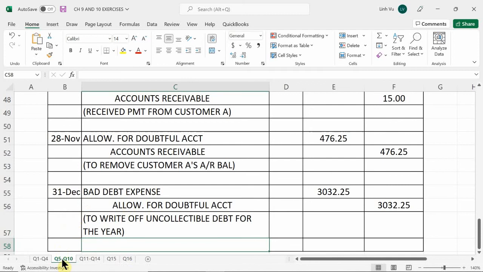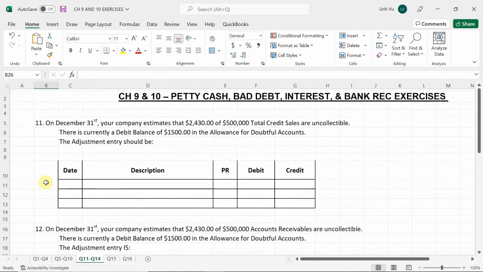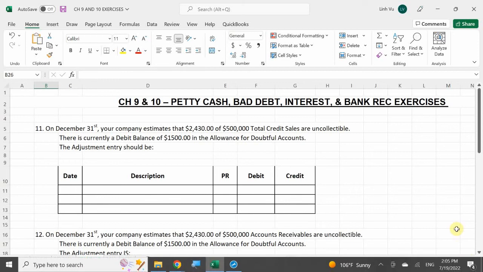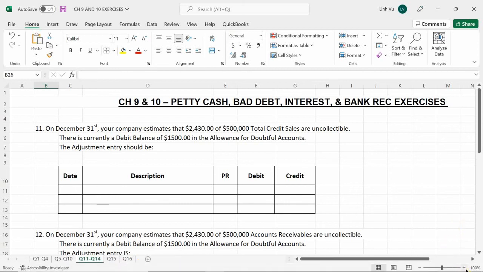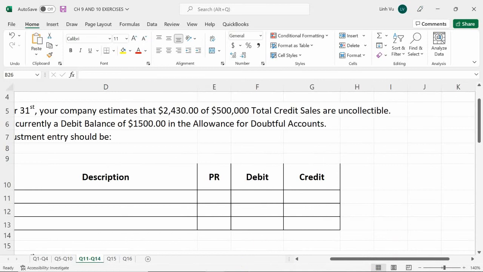All right, so that was that one. Okay, so let's go ahead and move on to questions 11 through 14 here. Here are some mix and match examples of bad debt that I want you to practice.